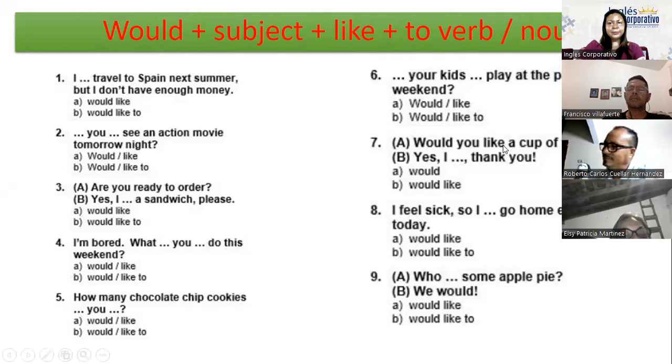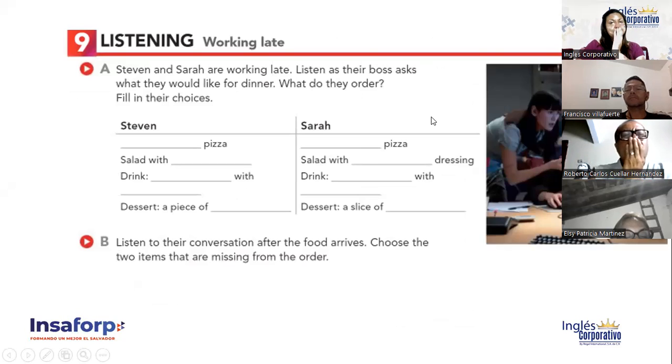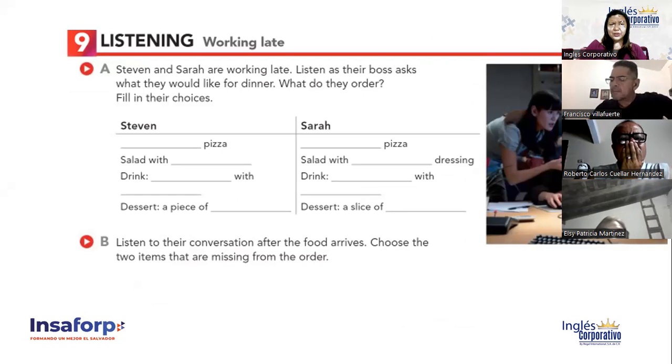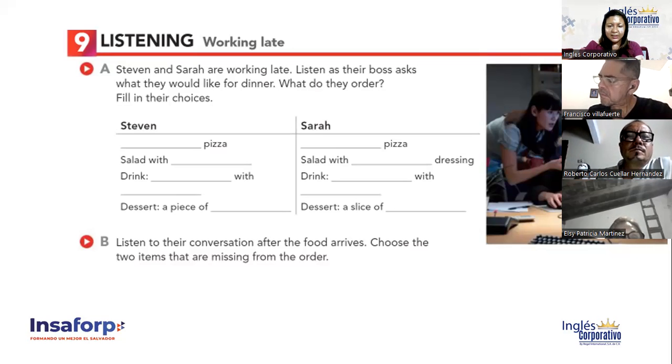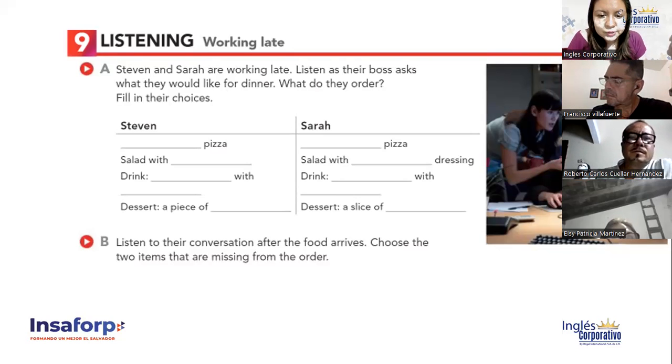Good, and now guys, I have prepared for you the listening. Okay, are you ready to listen? First, you need to have this in your notebook. Steve and Sarah are working late. Listen as their boss asks what they would like for dinner. What do they order? Fill in their choices. So maybe you can copy, guys. I can give you some time to copy because you need to complete this. Steven and Sarah. Pizza, salad with, drink with, dessert.